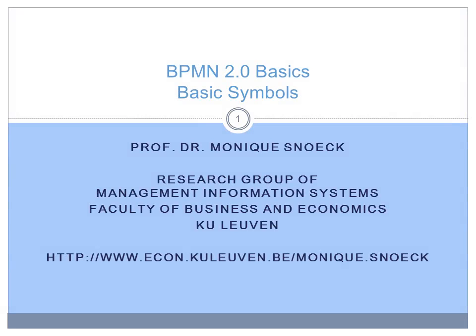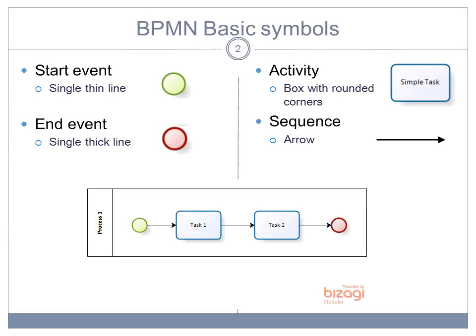Let's look at the basic symbols of BPMN 2.0. The basic symbols of BPMN are a start event, represented as a circle with a single thin line, an end event represented as a circle with a single thick line, an activity, which is represented as a box with rounded corners, and a sequence, which is represented as a full arrow.